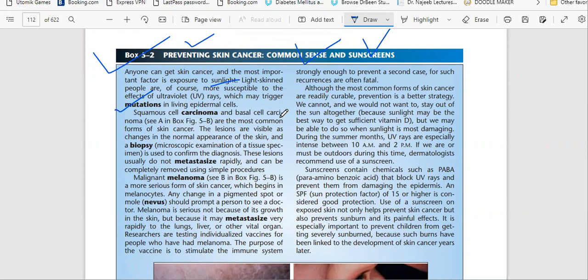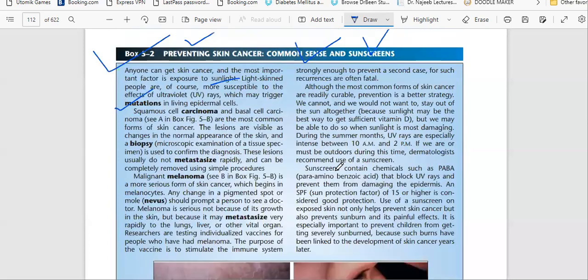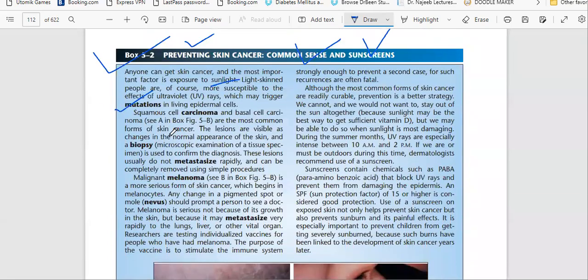Gradually, our body's immune response system will activate, but it will not be able to send those dead cells out of the body, and they will convert into cancer cells. So this is the reason for skin cancer. Squamous cell carcinoma, basal cell carcinoma and melanoma are the most common forms of skin cancer.